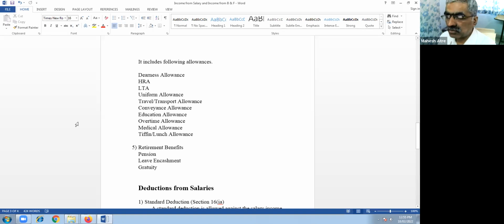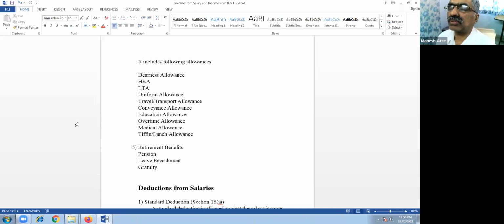So it may be a dearness allowance. Government employees are going to get dearness allowance. Normally, whether it is central government or state government, they are going to get DA. DA means dearness allowance. What is meant by HRA? House rent allowance. Now, suppose the job is in Mumbai and the accommodation or quarters are not available, then the company is going to pay house rent allowance to its employee. That we call HRA. So that is called house rent allowance.